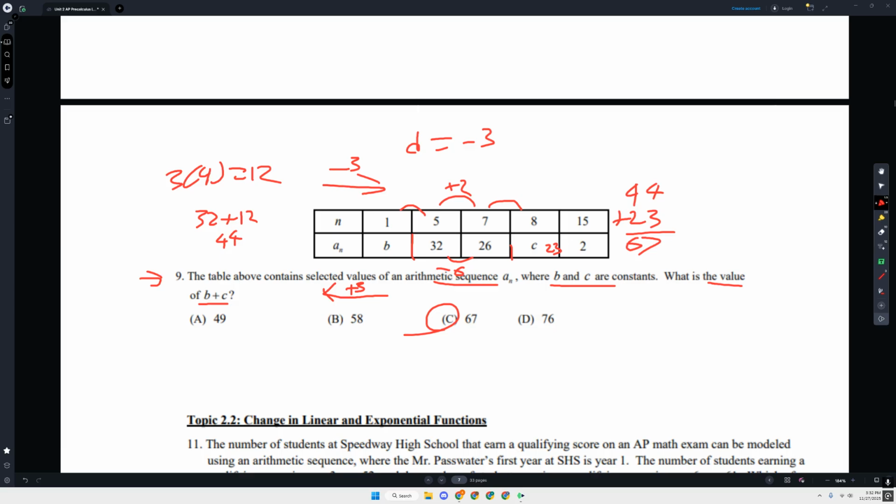And yep, you got it right. And it looks like everyone got it right. So, nice.